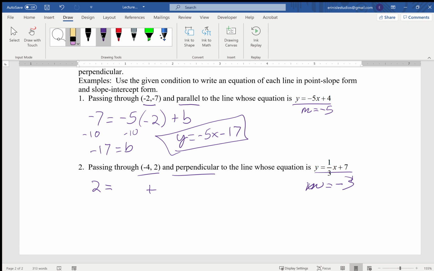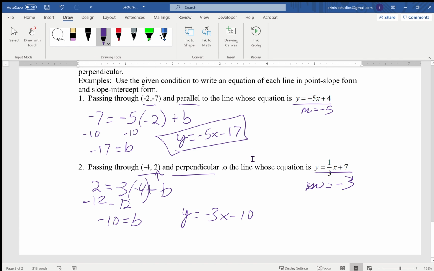It's y, which is 2, equals mx. M is -3, x is -4, plus b. This becomes a +12, so I'm going to subtract it. I have a -10 equals b. So my equation is y equals -3x minus 10. And we're done. Okay, thank you very much.